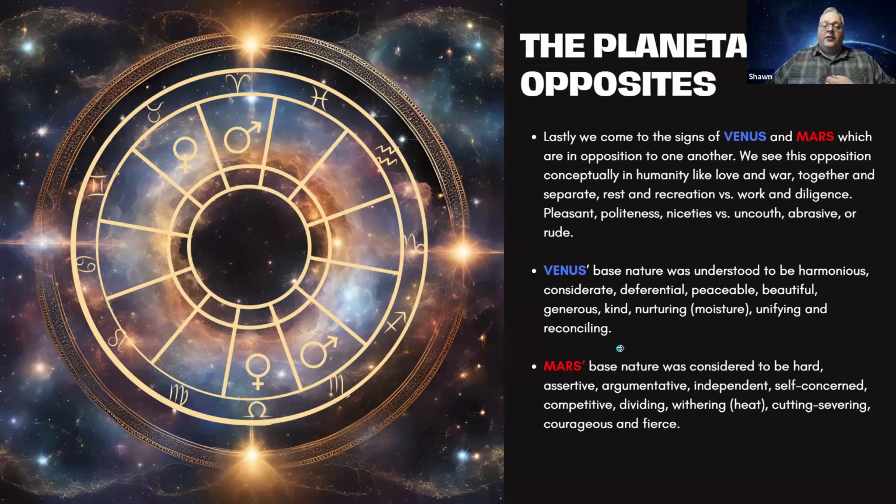and reconciliation and forgiveness. Mars, on the other hand, was considered to be hard, assertive, argumentative sometimes, independent, less concerned about what's good for everybody else, and more self-concerned. Competitive, I want to win. Dividing, whereas Venus likes to unify, Mars likes to divide. Mars was considered withering, full of heat and dryness.